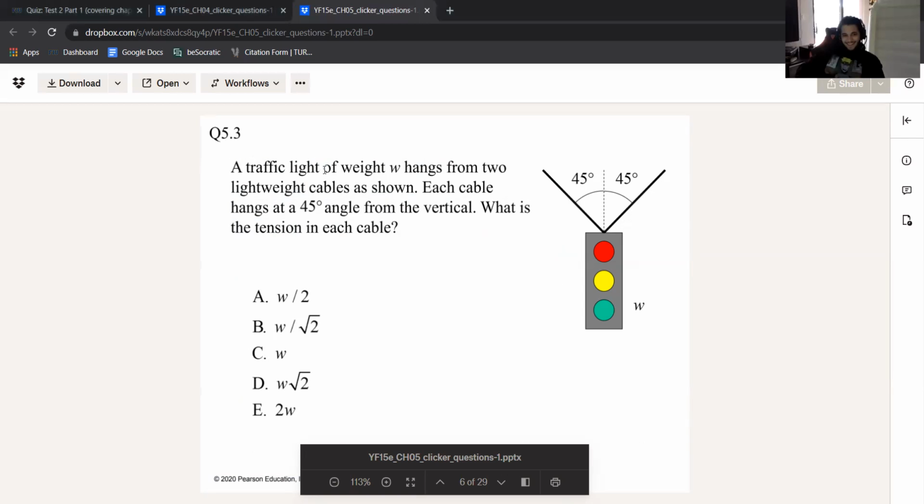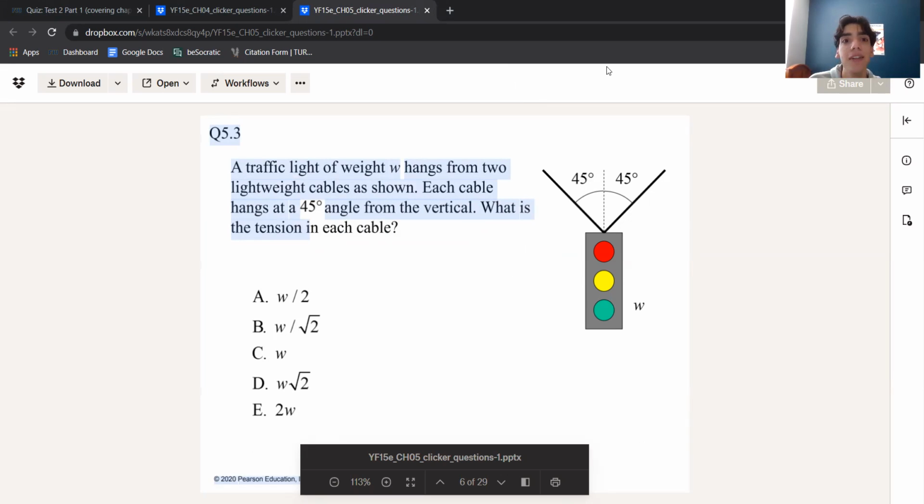Yeah, a traffic light of weight W, as shown here, hangs from two lightweight cables shown. Each cable hangs at a 45-degree angle from the vertical. And what is the tension of each cable? All right, there's definitely a formula for this that could help. We could split this up into components. I don't know how I would dissect this normally.